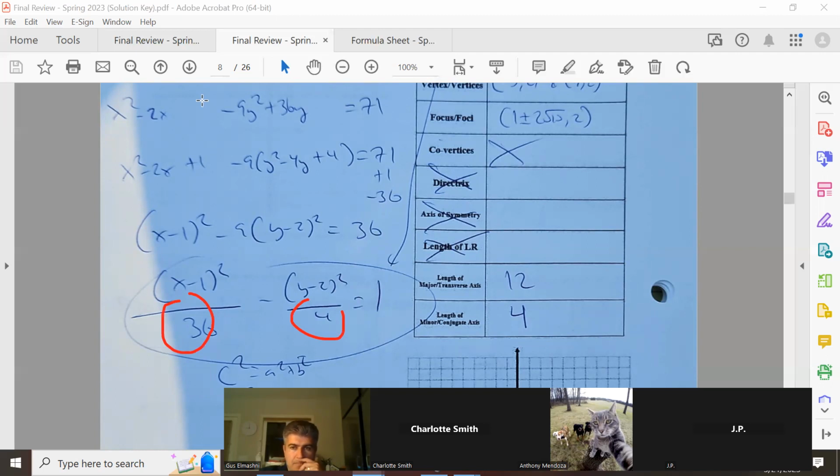Sorry, I wasn't really locked in when you were doing that. Why is it over 36? Because I divided everything by 36, because you want 1 on the right side. Oh yeah, okay.